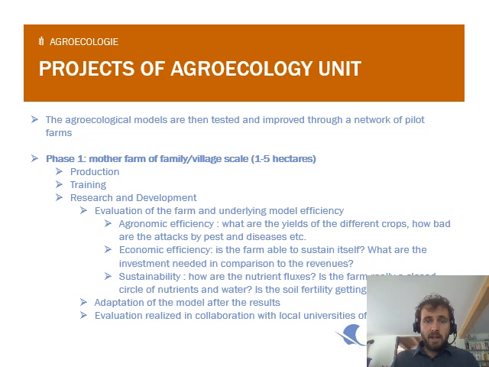So then the idea is to test and promote this model. First of all, we want to test the model as it is, and this is why we will establish what we call a model farm at family village scale. It is a farm that will be created exactly according to the model in order to test if it's efficient, is it productive.